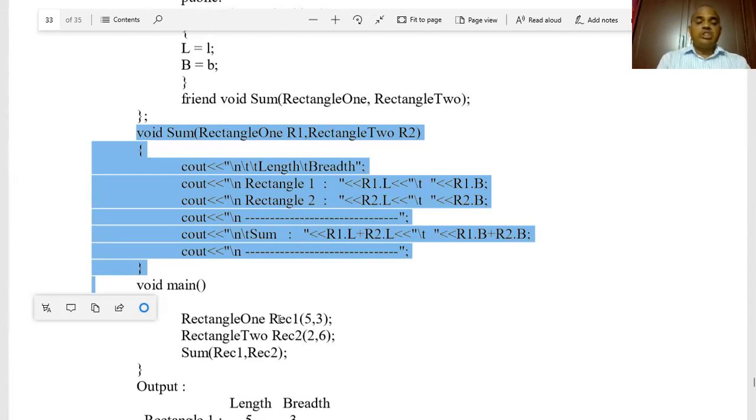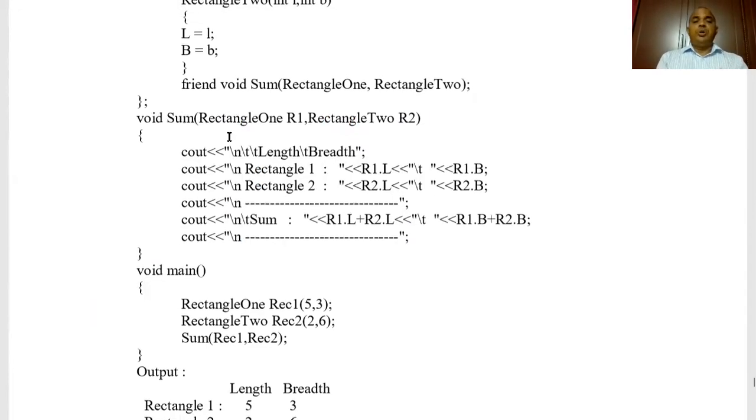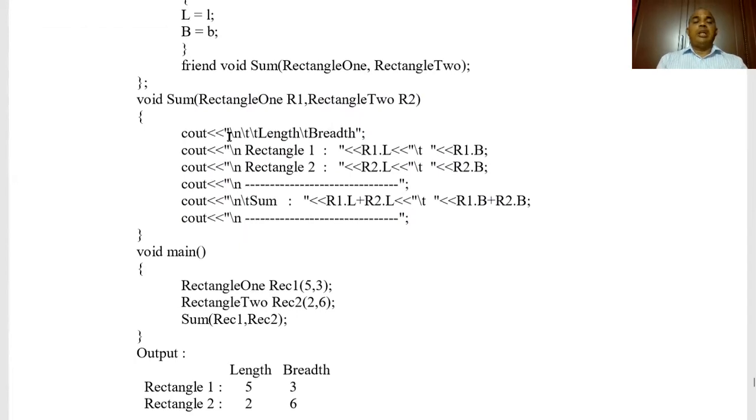Here the first class object is calling the same function, and the second class object is also calling the same function. Clear, all of you? Then this is the friend function. The friend function is used to access the private and protected members from outside the class.